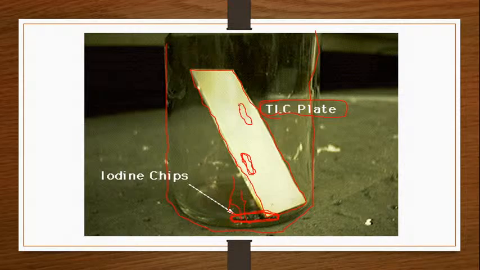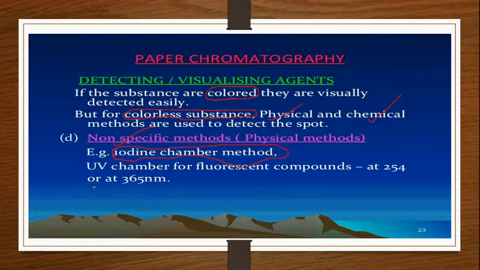Okay, so this is the first method, which is also called the physical method or iodine chamber method, in which you have to take iodine crystals inside a packed jar, and keep your TLC plate or paper chromatogram, which is already developed and, more importantly, dried, inside the jar, which is already saturated with iodine fumes. This is the first method.